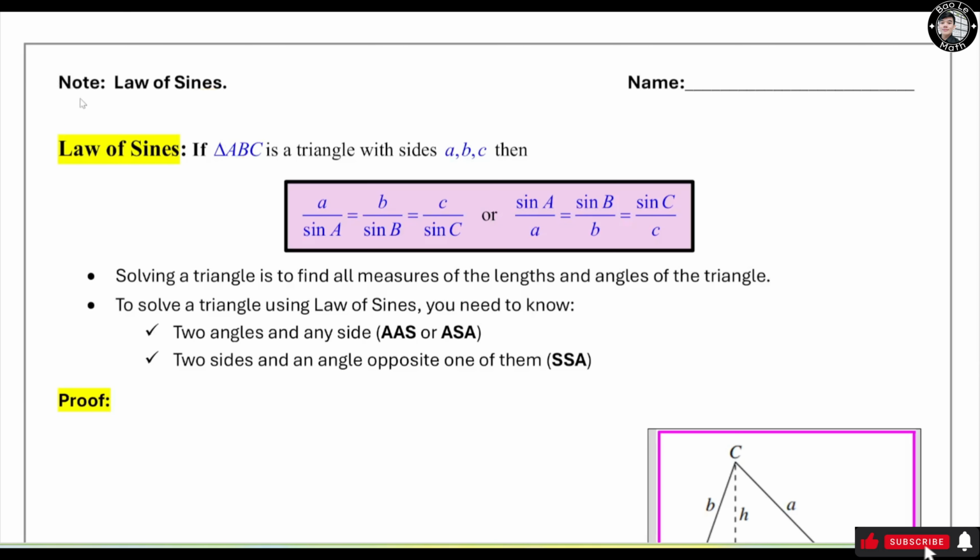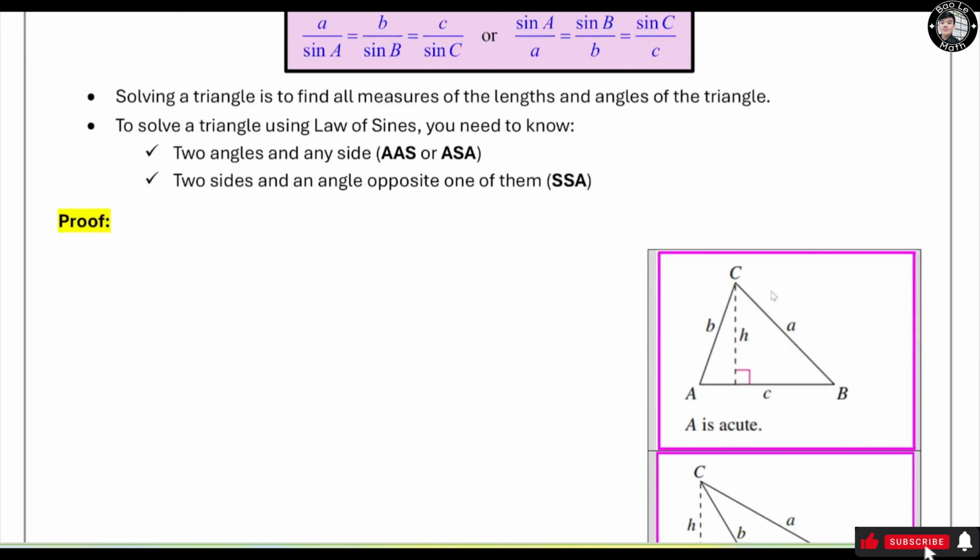Hello everyone, in this video we're going to explore the law of sines. Now, if triangle ABC is a triangle with sides a, b, and c. So if you look at the triangle right here, a is the side length of BC that's opposite to angle A. b is the side length of AC that's opposite to angle B. And c is the side length of AB that's opposite to angle C, right?